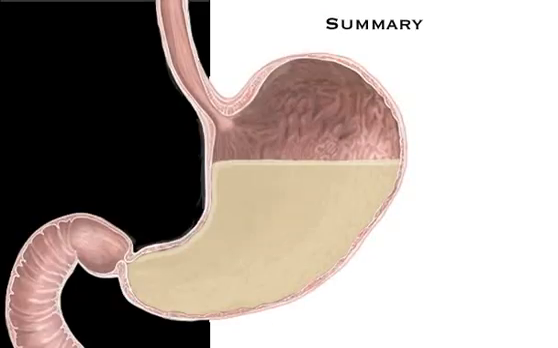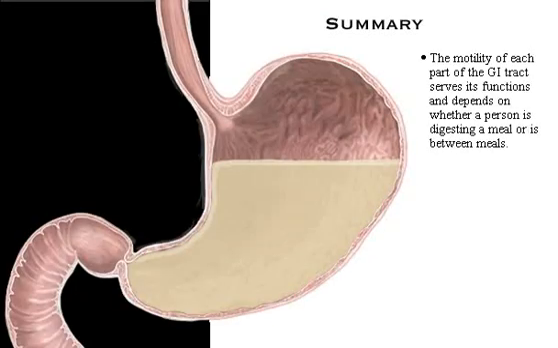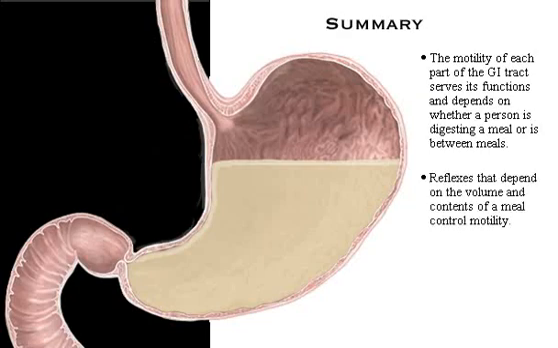Here's a summary of what we've covered. The motility of each part of the GI tract serves its functions and depends on whether a person is digesting a meal or is between meals. Reflexes that depend on the volume and contents of a meal control motility. Vomiting can protect the body from harm.